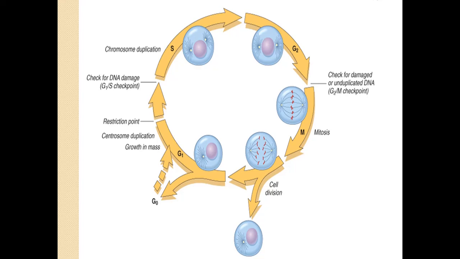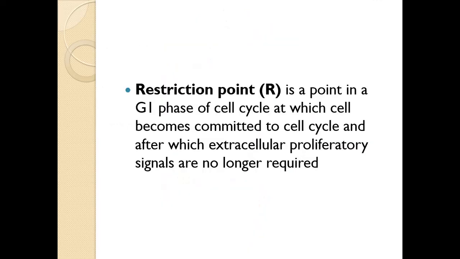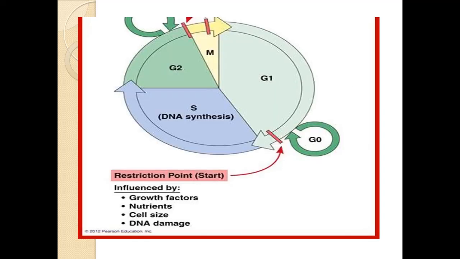When the cells are in the quiescent phase, they have to pass from G0 to G1 through activation of specific genes. This acts like a gateway to the entry of the cell cycle. The restriction point is denoted by R, and it is a point in the G1 phase at which the cell becomes committed to the cell cycle, and after which extracellular proliferatory signals are no longer required.